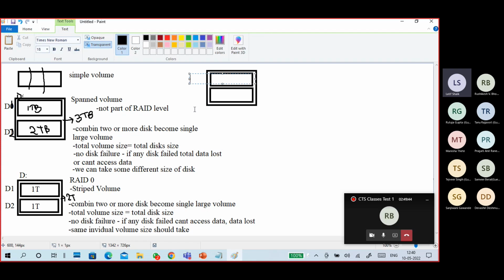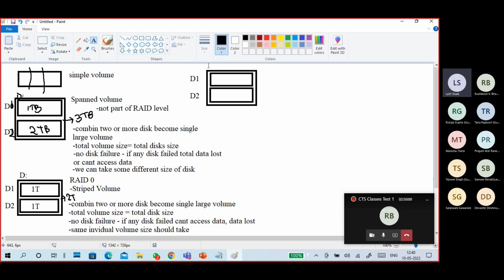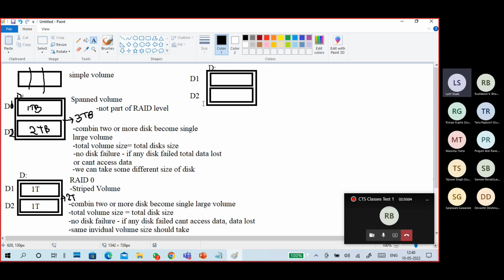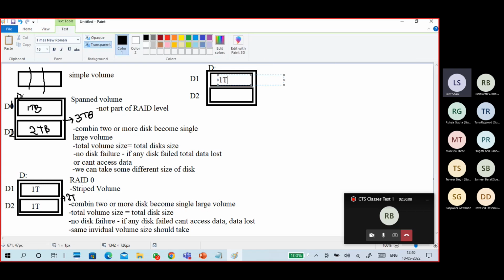Normally when we discuss RAID levels, we don't talk about speed, but here in RAID 0 the speed is high, but no redundancy. No redundancy means no disk failure tolerance. This is also the same thing. Same like 1 terabyte, 1 terabyte we will take.